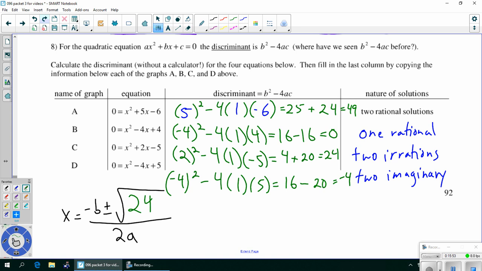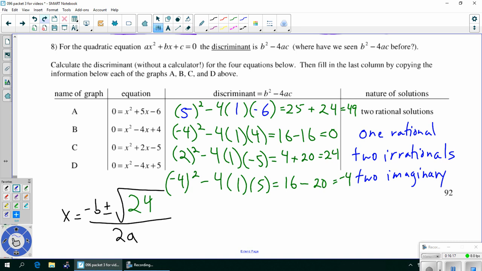And so I don't care what the b and the a are sitting in the rest of that quadratic formula, but this thing with the square root of 24 in it is going to give me an irrational number. And how many irrational numbers will it give me? Well, it's going to give me two, one for the plus square root of 24 and one for the minus square root of 24. So our conclusion here is two irrational solutions.